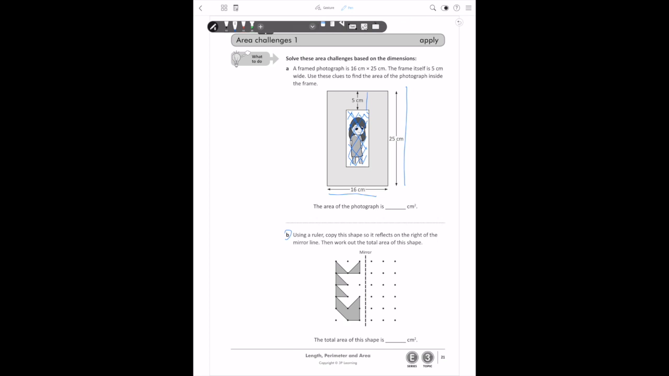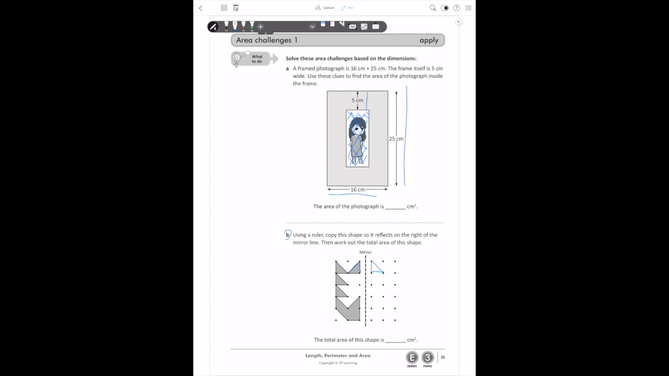B, using a ruler, copy this shape so it reflects on the right of the line. So it's an exact reflection. So I'm going to start this one shape for you so you kind of get an idea. So exact. So you want to finish the shape, okay? And now find out what is the total area of the shape.